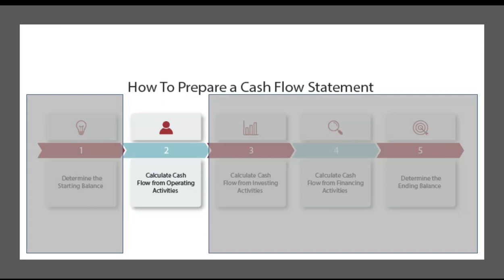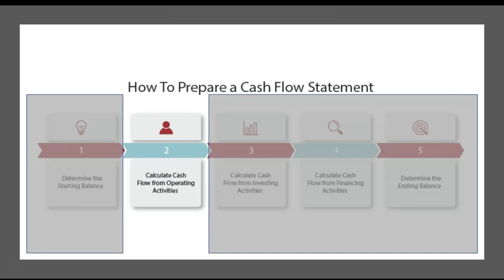Direct method. The direct method of calculating cash flow from operating activities is a straightforward process that involves taking all the cash collections from operations and subtracting all the cash disbursements from operations. This approach lists all the transactions that resulted in cash paid or received during the reporting period.